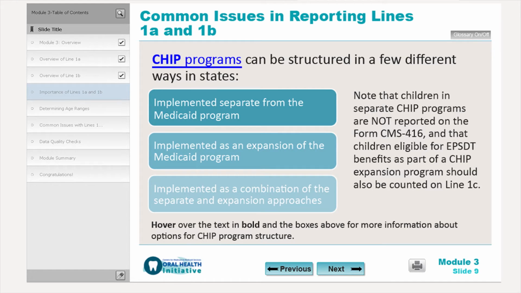It is important to note that children in separate CHIP programs are not reported anywhere on the Form CMS-416, and that children eligible for EPSDT benefits as part of a Medicaid expansion CHIP program should be counted on lines 1A and 1B and also on line 1C, which is the total number of individuals eligible for EPSDT under a CHIP Medicaid expansion program. More information about the CHIP program and states' election of CHIP implementation options is available on the CHIP State Program Information page on Medicaid.gov.